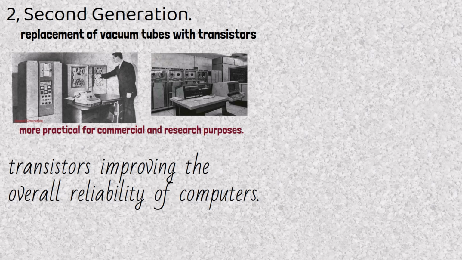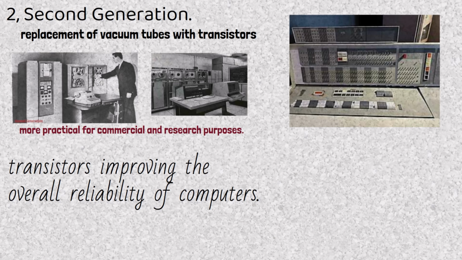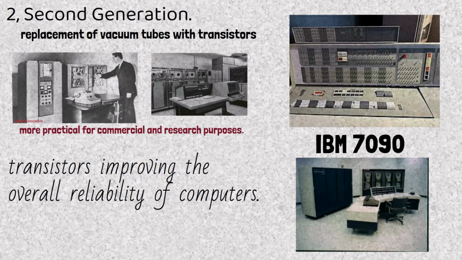Now let's see the examples of the second generation of computers. The most common examples are the IBM 7090, which is a highly successful transistorized computer used in scientific and business applications. And the other one is the CDC 1604, which is one of the first computers to use transistors, used for scientific calculations.